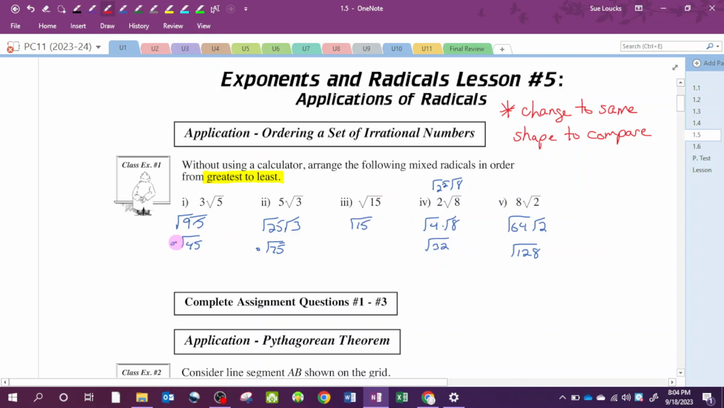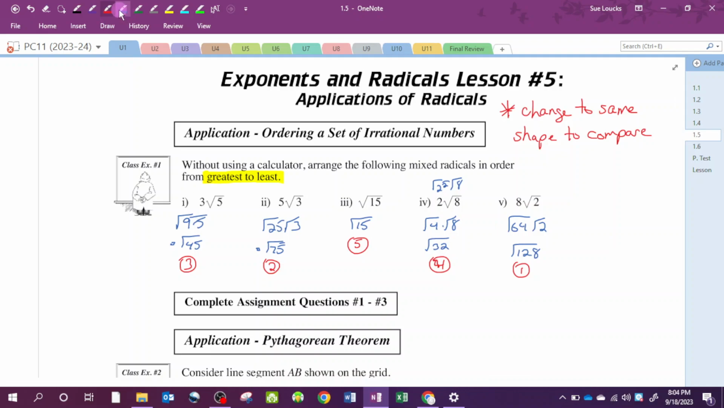So I'm going to compare these that are all in the same shape. So the square root of 128 is bigger than the square root of 32. It's bigger than square root of 15, and so on. So this is going to be my first one. That's the biggest. This is the next biggest, and then root 45, and then root 32, and then root 15 is the last one. Now, I'm not finished because you cannot just leave it this way.